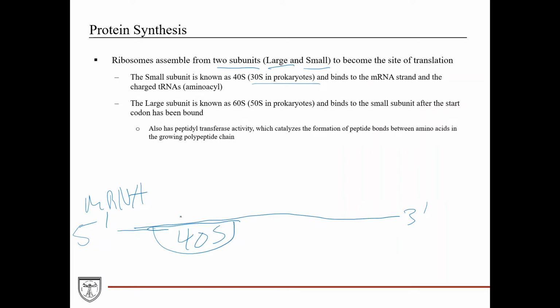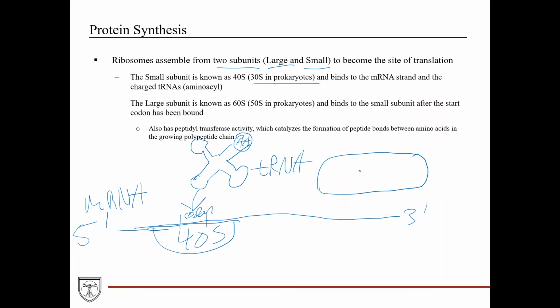So the ribosome is moving down, so you'll have a codon piece here. So then you'll have the tRNA here carrying the amino acid that corresponds to the codon right here. So then this will come in, and this will bind to the 40S subunit. Now the large subunit, which is out here, this is known as 60S in eukaryotes, 50S in prokaryotes.